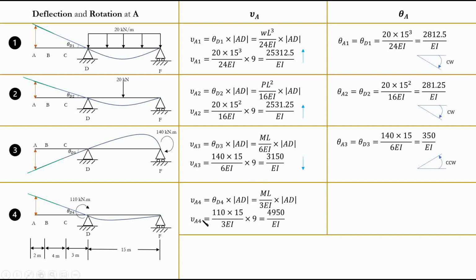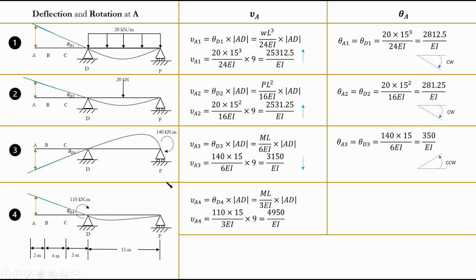And as you can see, this will be our value. Just substitute the value, 110 for the moment, length is 15. And again, when we're talking about length for all of these 4 cases, we're talking about the length of the simply supported case, whatever you see in your table.